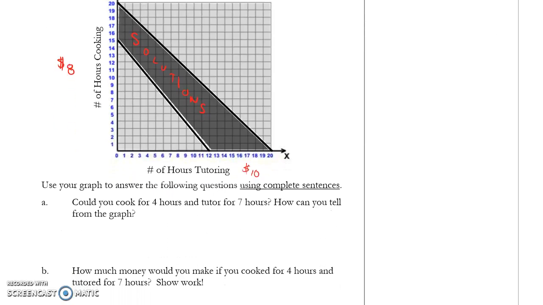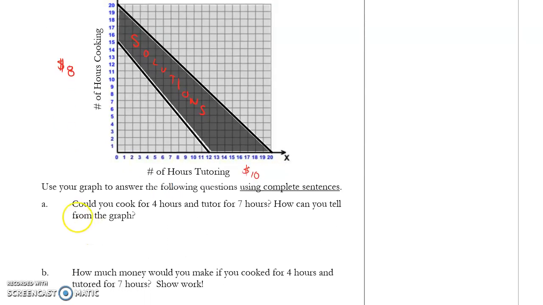So in this type of question, it's going to ask you a series of things. Some of it you'll need the graph for, some of it you won't. This first one, we do. Could you cook for 4 hours and tutor for 7 hours? This is just a nice way of asking, is that point part of my solution in the dark shaded region?